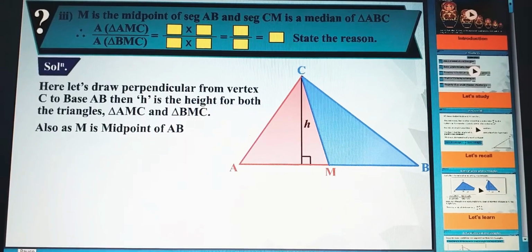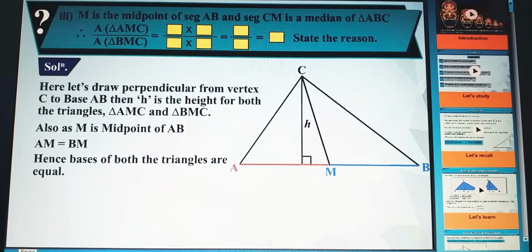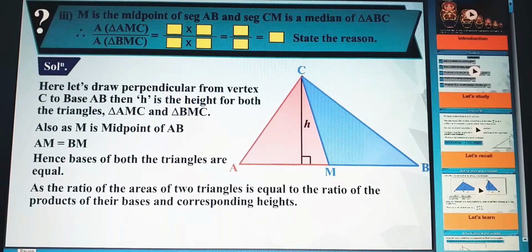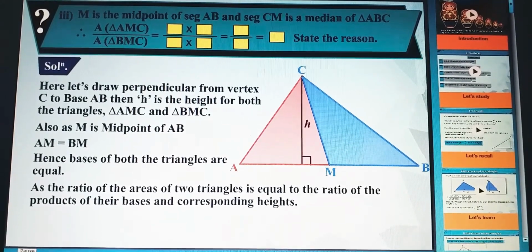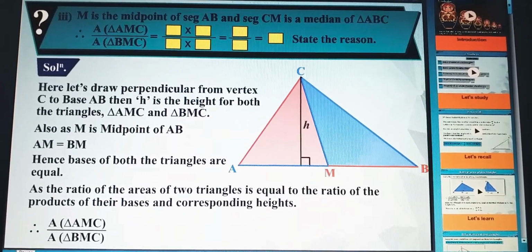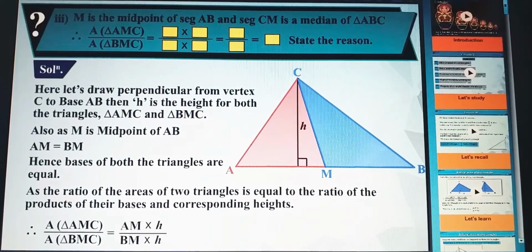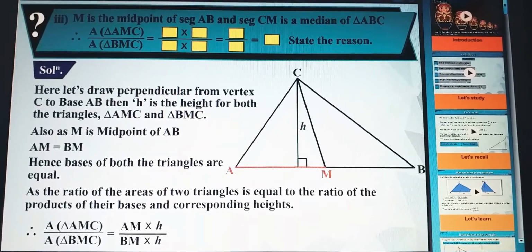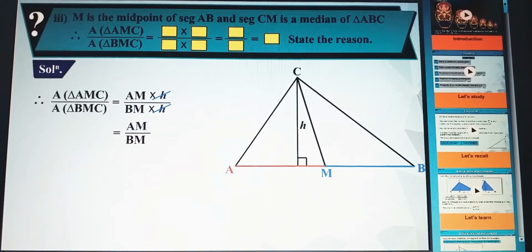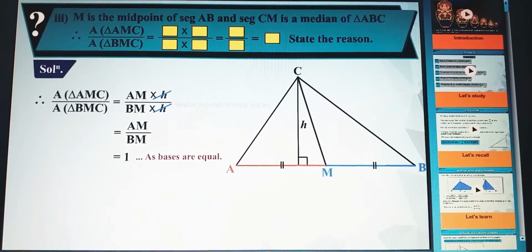Also, as M is midpoint of AB, AM is equal to BM. Hence, bases of both the triangles are equal, as the ratio of the areas of two triangles is equal to the ratio of the products of their bases and corresponding heights. Therefore, area of triangle AMC upon area of triangle BMC is equal to AM multiplied by H upon BM multiplied by H is equal to AM upon BM is equal to 1, as bases are equal.